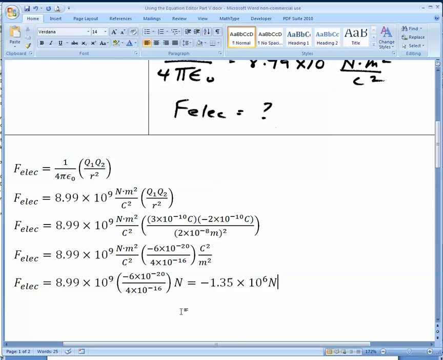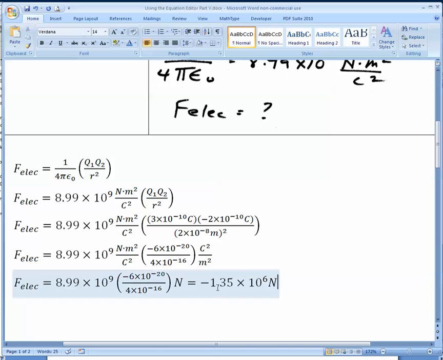Completing the math and shamelessly flaunting our detailed knowledge about how to handle exponents, we find the final answer is minus 1.35 times 10 to the 6th newtons, which is a lot of force, but although the charges are small, the distance between them is very small too, which accounts for the high result here.